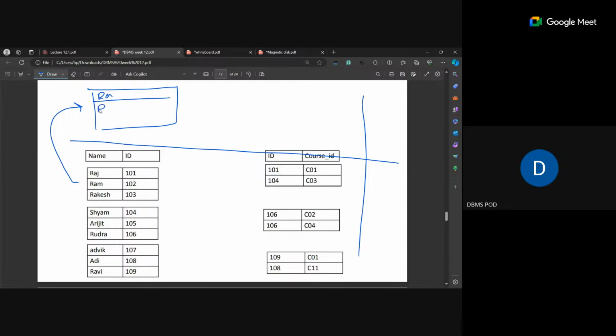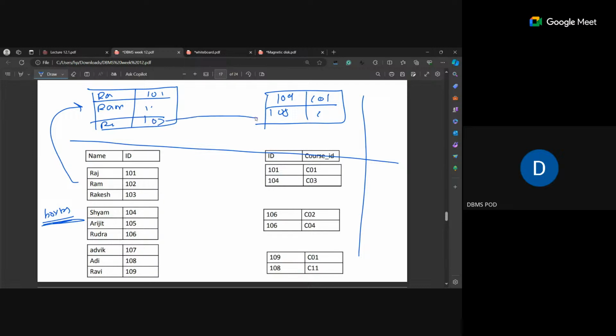Raj, Ram, Rakesh, 101. For each block, BR into BS, you got it, right? This many blocks I am shifting. So after the completion of this, we have to move this block, right? Yes. So that's why BR plus BR.